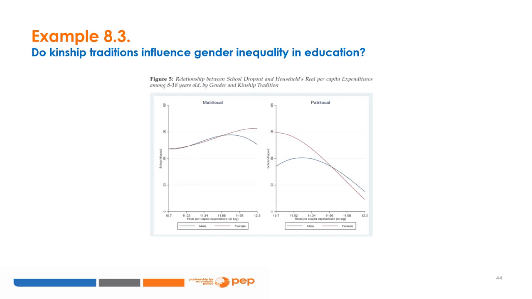Of course, the importance of these traditions has eroded with time, but they remain a salient feature of family life in Malawi. This graph is drawn from a piece of research I am involved in with other people. The left panel represents the gender gap in school dropout rates in a subsample of matrilocal households. In contrast, the right panel represents this gender gap in a subsample of patrilocal households. The graph suggests that poverty, the x-axis, is associated with gender inequality in school dropout rates, the y-axis, only in patrilocal cultures. The poorer the household, the higher the gender gap in school dropout rates. This relationship does not seem to hold in matrilocal cultures.